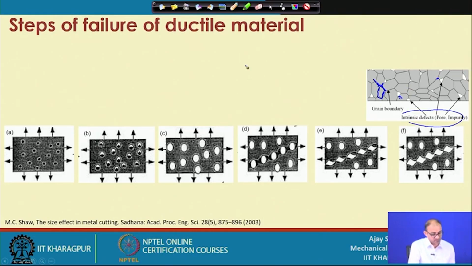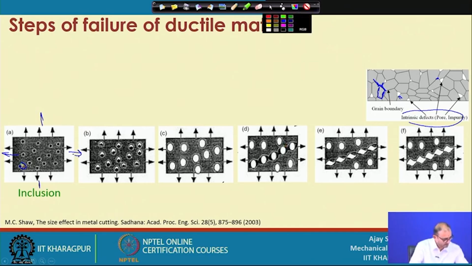So, these are some of the defects inside it. Now see what happens when you have defects in the material and you are deforming this material in both directions. This is the x direction, let us consider, and this is the y direction also. First is the inclusion. These are the inclusions. An inclusion means there are some defects, so whatever these defects are, those are the inclusions.